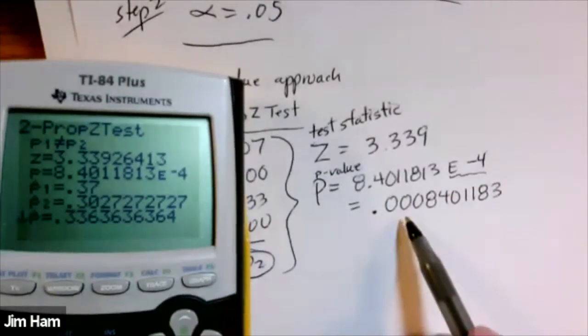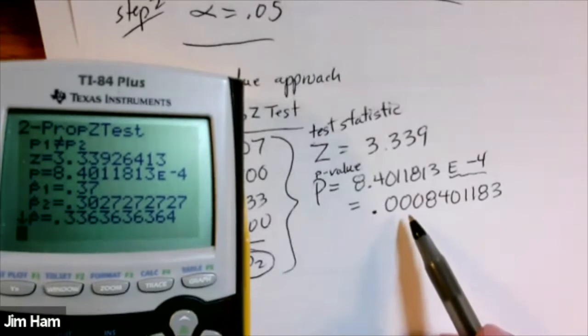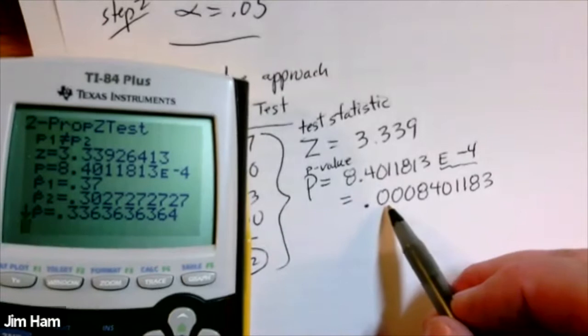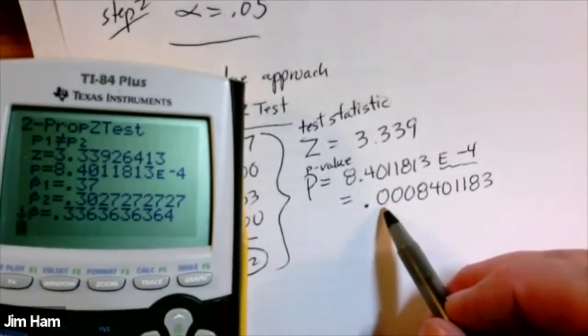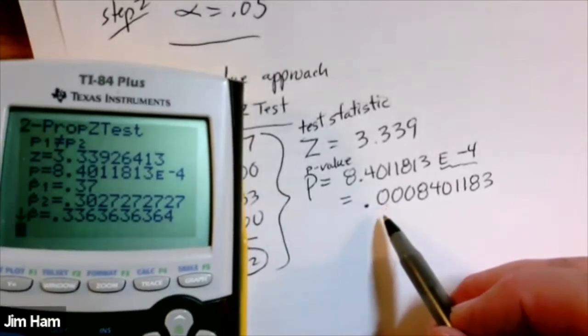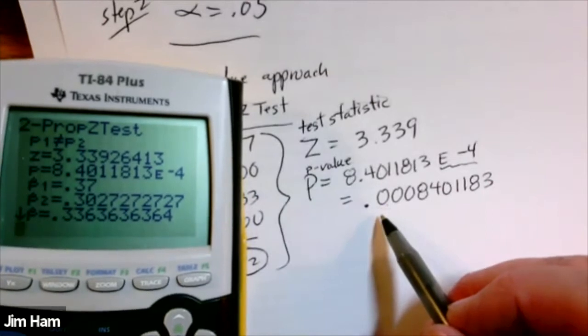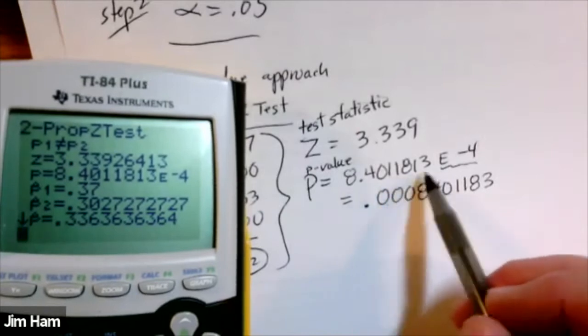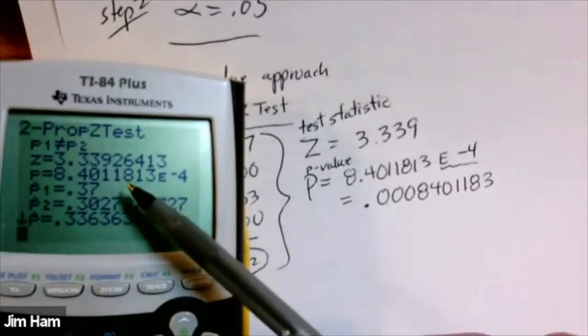If you were to write it in general form, non-scientific notation, you can see it's tiny. Sometimes an error that students will make is they'll say, oh, P is 8.4. That's larger than 0.05, and so we do not reject the null hypothesis. That's exactly the opposite decision you want to make here. So get comfortable with the way that the calculator reports the p-value.